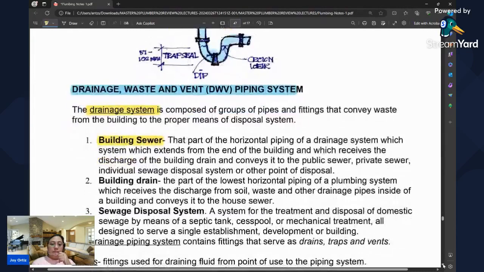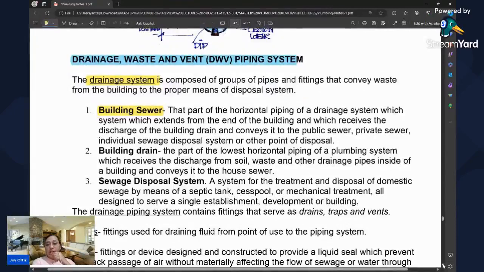It's part of the horizontal piping of a drainage system which extends from the end of the building drain and which receives the discharge of the building drain, conveys it to a public sewer, private sewer, individual sewage disposal system, or other point of disposal. We have also the building drain. This is the part of the lowest horizontal piping of the plumbing system which receives the discharge from soil, waste, and other drainage pipes inside of a building and conveys it to the house sewer.